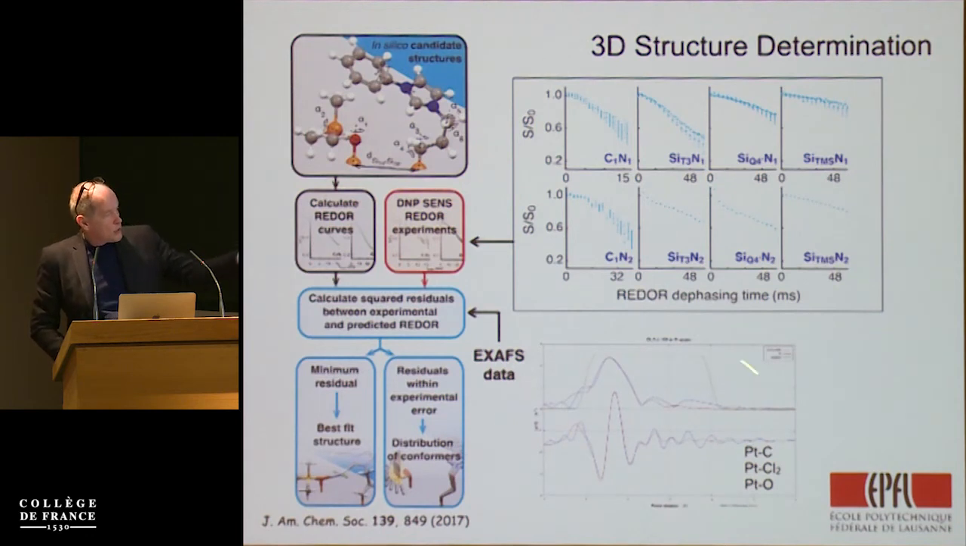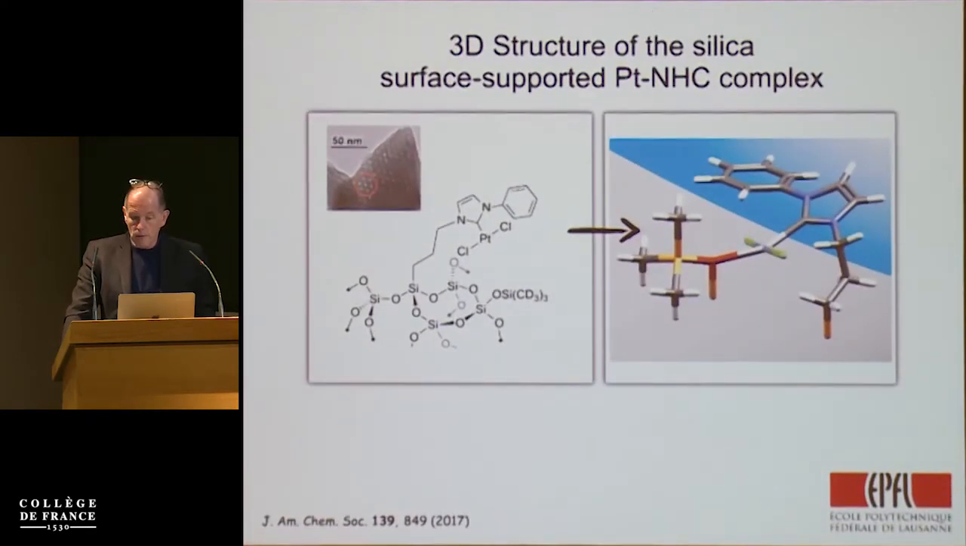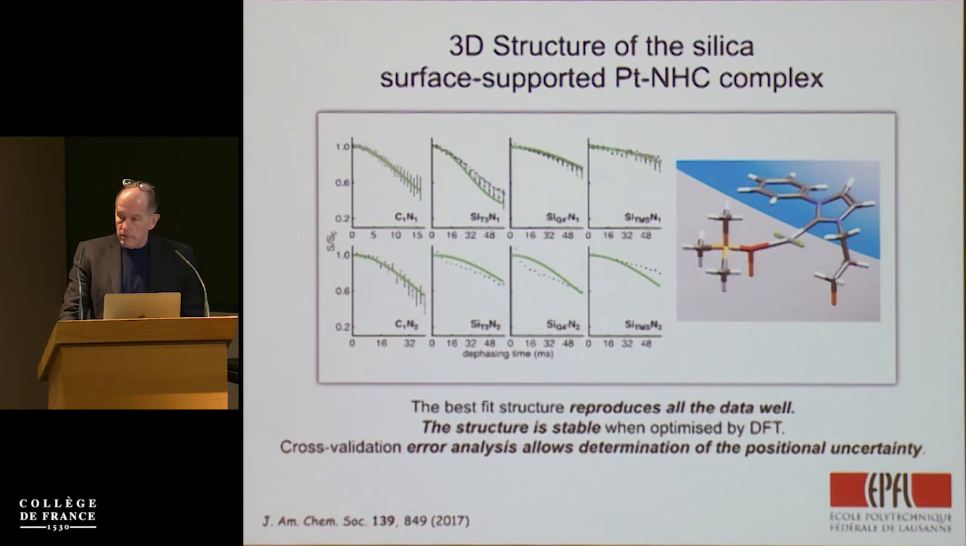We're also going to, of course, do XAFS in this case because you have the platinum center. We're going to feed that into our system, calculate RMSDs, and that will produce a structure. And so here's the structure we find for the supported Pt-NHS complex. Okay, so that's the full structure of the fragment on the surface. It agrees perfectly with the data to within error.